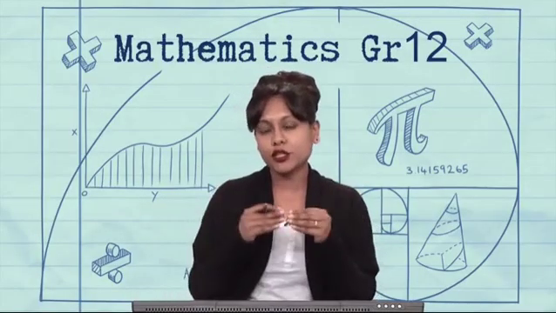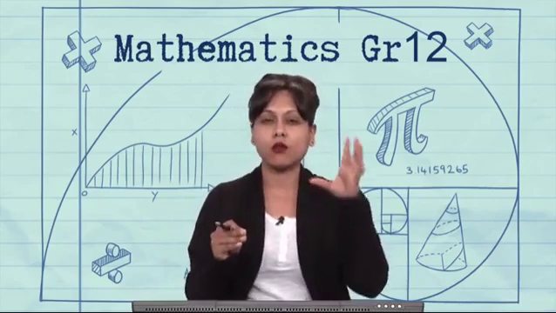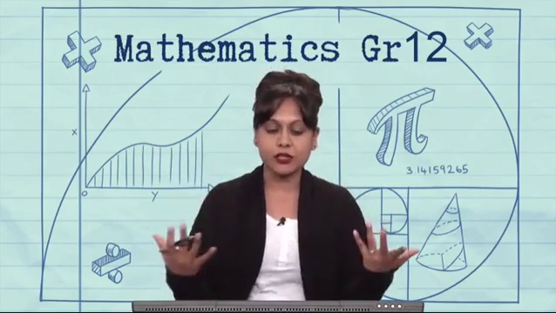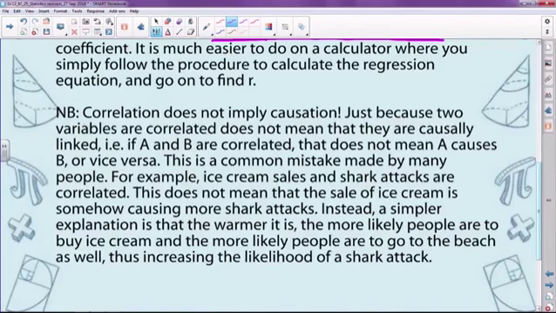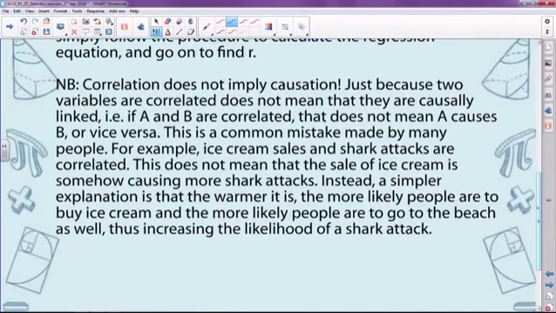Just because two variables are correlated, it doesn't mean that the one causes the other. It's a common mistake that's made, that correlation implies causation, which it doesn't. So for example, ice cream sales and shark attacks are correlated. So that shows that there is a positive correlation between the two. This, however, does not mean that the sale of ice cream is somehow causing more shark attacks. So the more ice cream you eat, the more shark attacks?